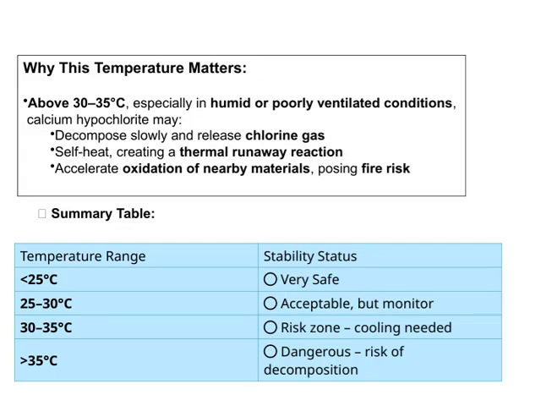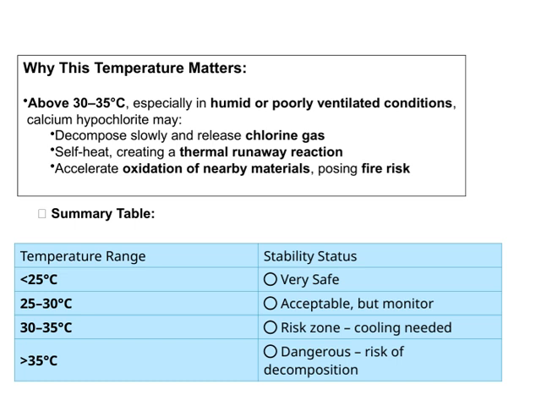Let's take a closer look at the summary table and why this temperature information is so crucial. When the temperature exceeds 30 to 35 degrees Celsius, especially in humid or poorly ventilated areas, calcium hypochlorite can become quite unstable. It may decompose slowly and release chlorine gas, which is hazardous to inhale. Additionally, it can generate heat on its own, potentially leading to a thermal runaway reaction, meaning the heat builds up faster than it can dissipate, increasing the risk of an explosion or fire. Another key point is that higher temperatures can accelerate the oxidation of nearby materials, significantly raising the fire risk.